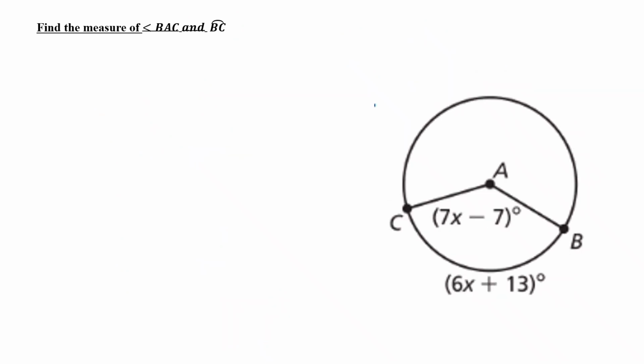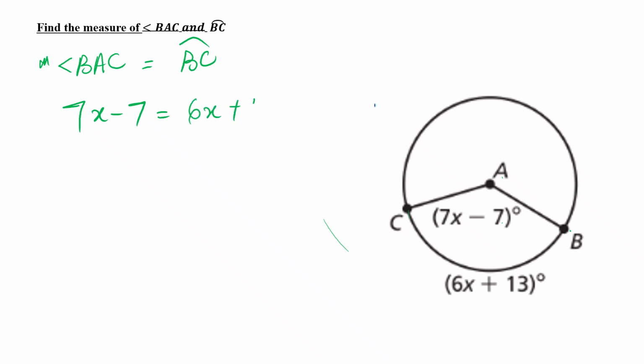Next question, find the angle BAC and the arc BC. So what is BAC? BAC is the central angle. So the intercepted arc opposite to that central angle, the arc will be equal to each other. So you can say that the measurement of angle BAC is equal to arc BC or CB. What is BC? Angle BAC is actually 7x minus 7 and the arc BC is 6x plus 13.